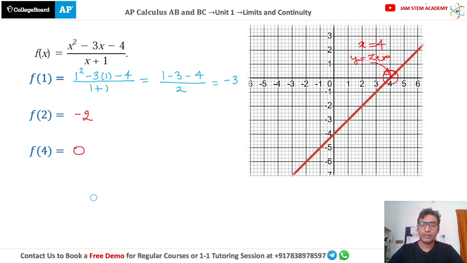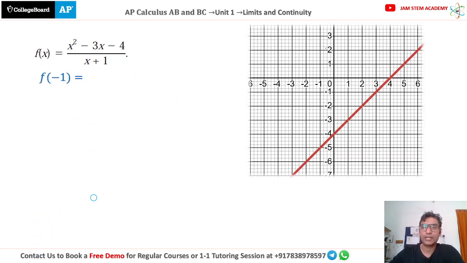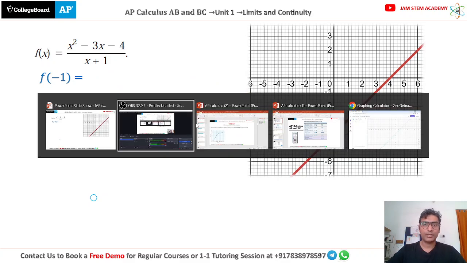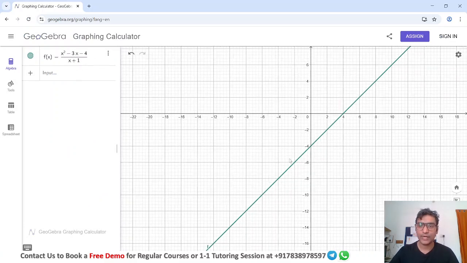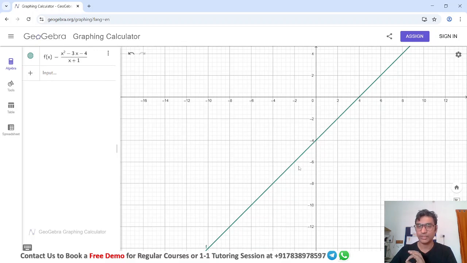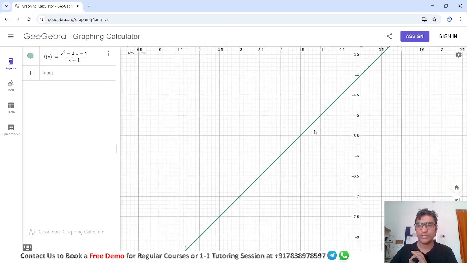Okay. Now, let's find the value of f(negative 1). Can you find that value from the graph? x equals negative 1. You will see it somewhere over here. What is that? Is it negative 5? Hmm? That's the question. Is it negative 5? From the graph, yes it is. Let's do one thing. Let's plot the graph of this function, (x squared minus 3x minus 4) over (x plus 1), and let's try to find the value of the same function at the x equals minus 1 point here.